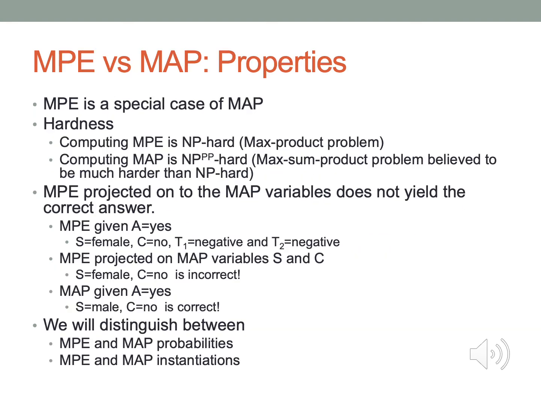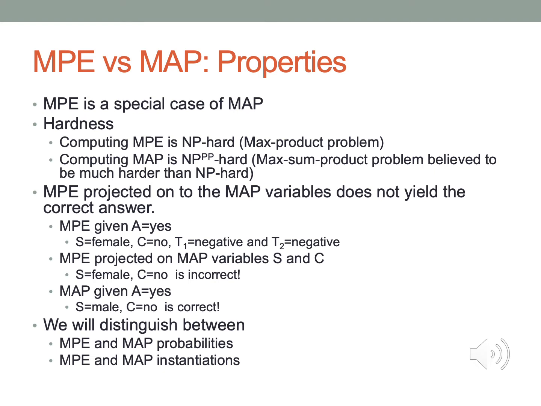Let me now highlight some important properties, specifically similarities and differences between MPE and MAP inference. The first property I want to mention is that MPE is a special case of MAP, and the proof to this is obvious. Given a MAP inference problem, if the subset Y, and I'll often refer to the subset Y as the set of MAP variables, equals the set of non-evidence variables, then MAP is equivalent to MPE.